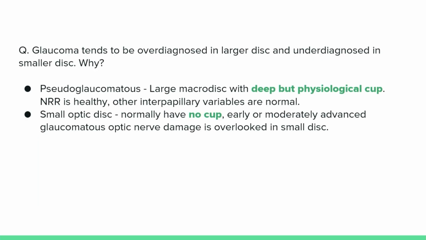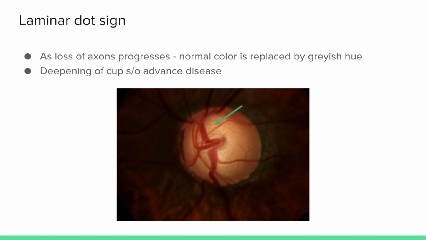Now there is a question of why glaucoma tends to be overdiagnosed in a larger disc and underdiagnosed in a smaller disc. In larger macrodiscs there is a deep but physiological cup, but the NRR is healthy and other parapapillary variables like the RNFL and the peripapillary atrophy are normal or absent. In smaller optic discs, although they have no cup, early and moderately advanced glaucomatous nerve damage is overlooked because they don't have any cups, so there is masking. Moving on to the laminar dot sign.